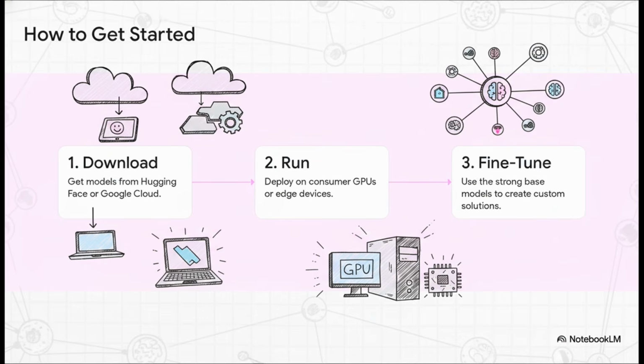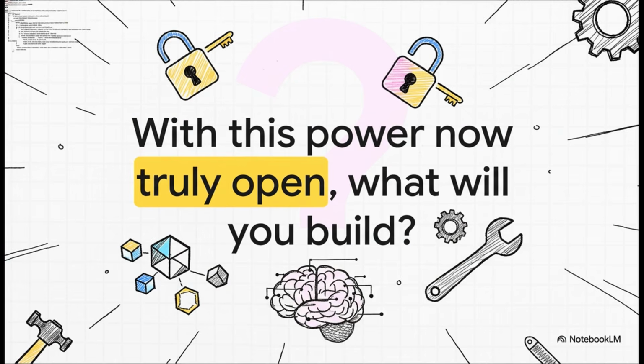You know, this really isn't just another model release. It's the combination of everything we've talked about. Top-tier tech that's super efficient, that can see and hear, all wrapped up in a license that says, go for it. It's like Google is handing over a powerful toolkit to the entire community, with no strings attached. So it really leaves just one big question on the table. Now that this power is truly open, truly yours, what are you going to build?